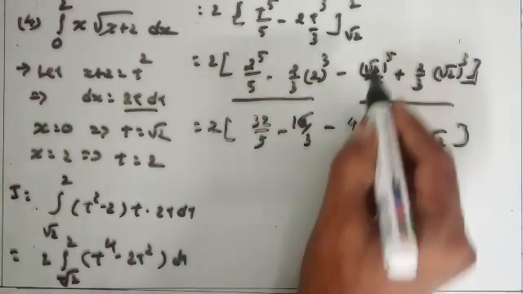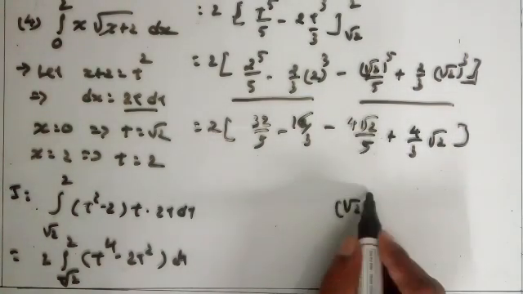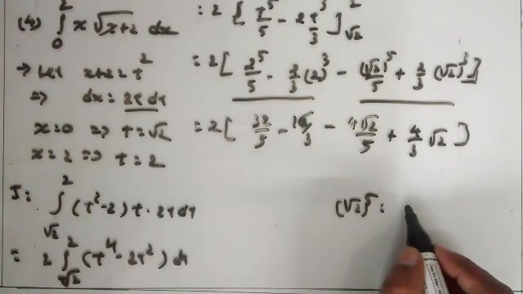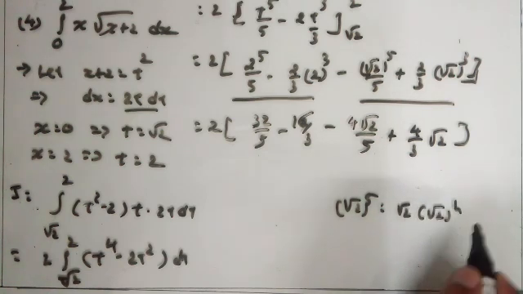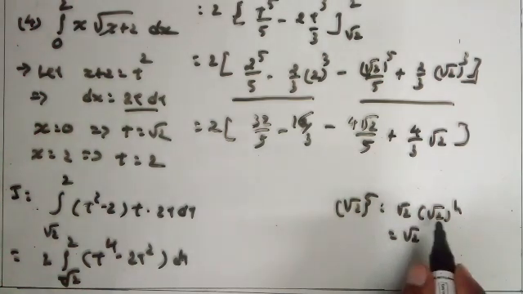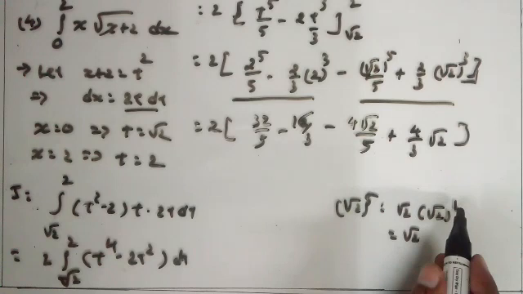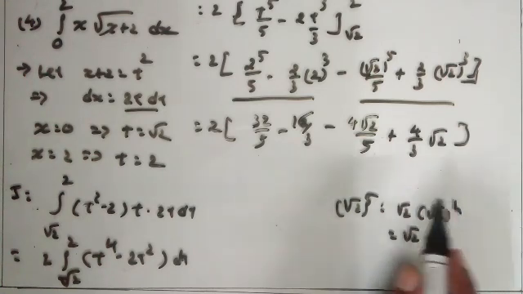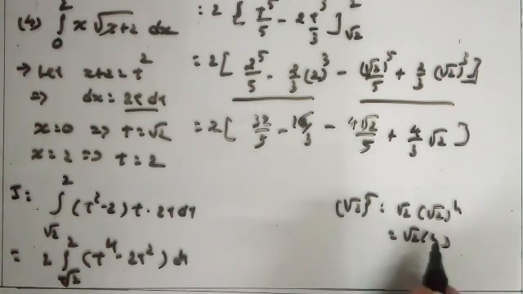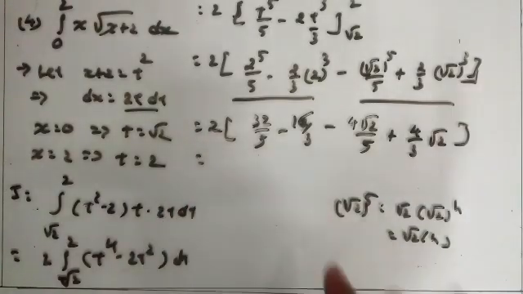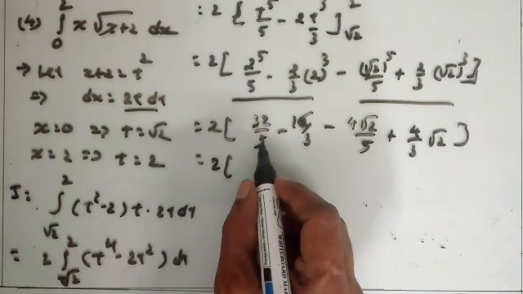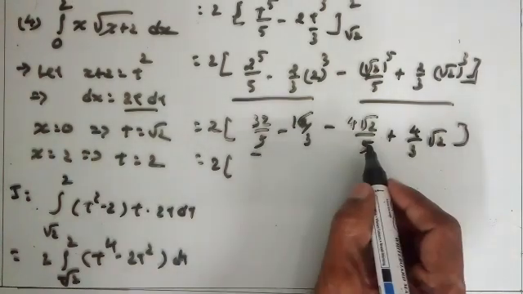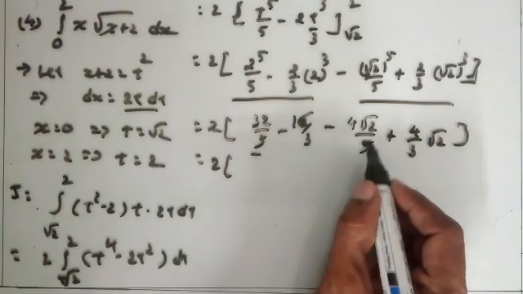Clear? You know that root 2 raised to 5 is equal to root 2 take outside. So root 2 raised to 4. So is equal to root 2. Root 2 raised to 4 is 2 raised to 1 by 2 into 4. So 2 raised to 2 is equal to 4. Okay. Same for this. Now simplify this here. So 32 upon 5 and minus 4 root 2 upon 5.